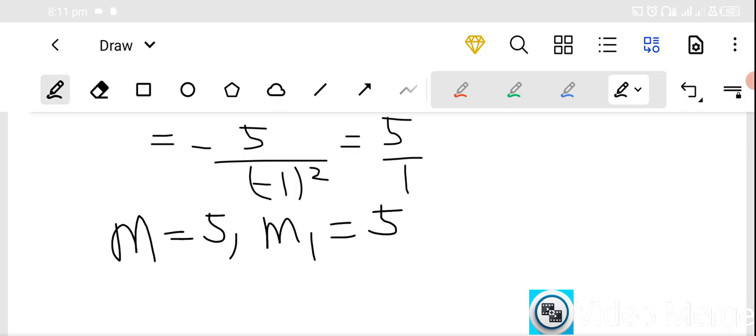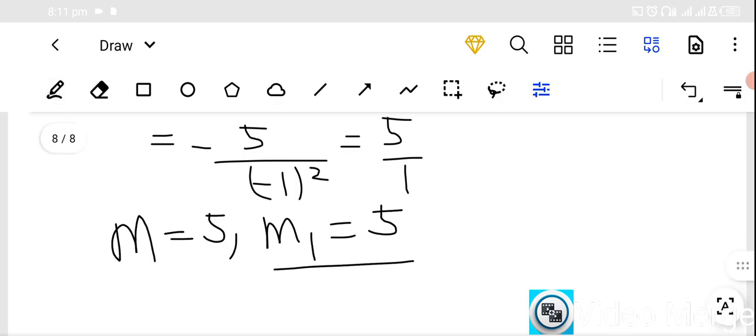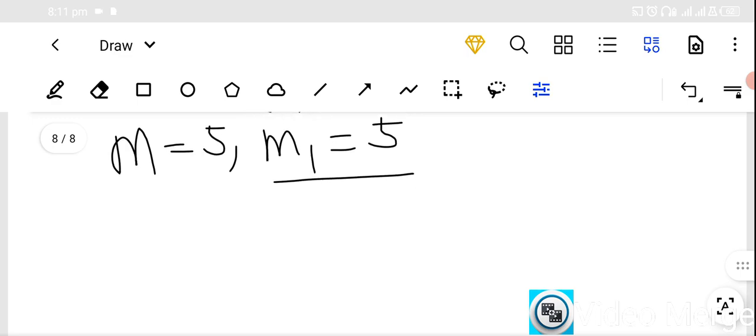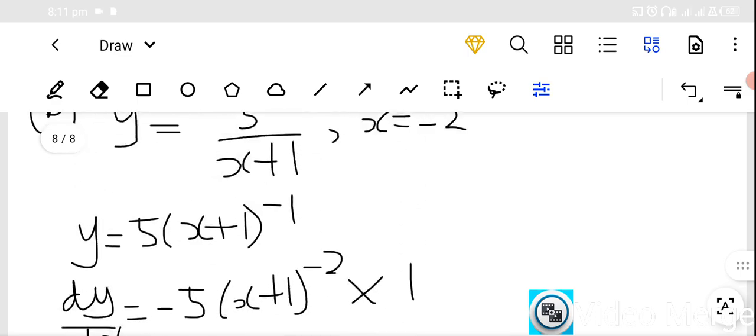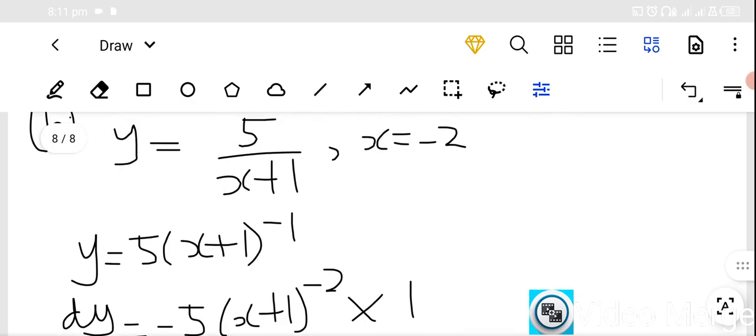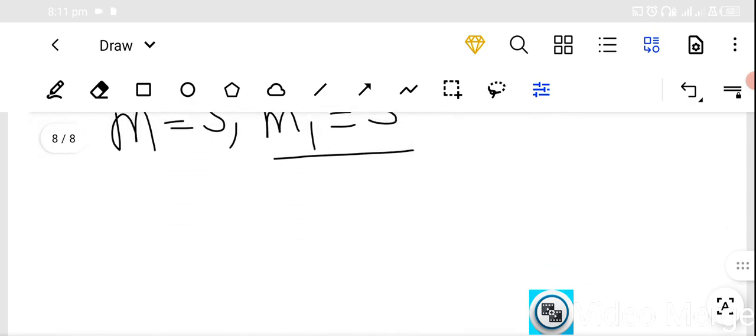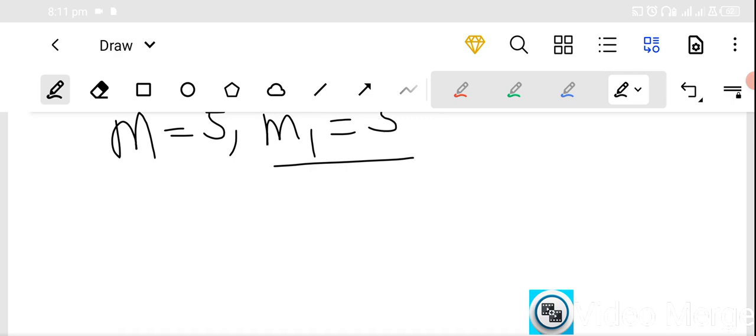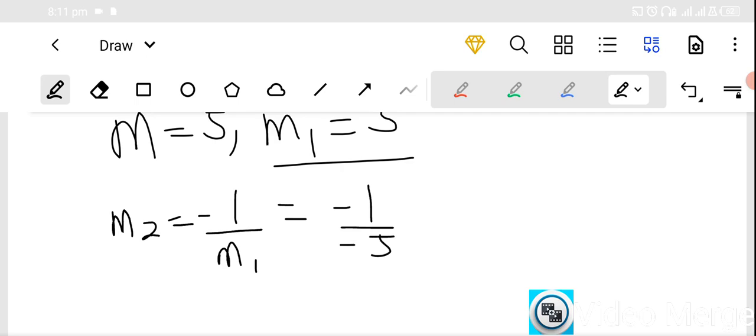So our m will become m1. Why? Because we want to find the equation of the normal. So we need to start thinking of perpendicular gradients. So if we start thinking about perpendicular gradients, we know that m1 times m2 is equal to negative 1. Trying to find the other gradient, which is m2, m2 is equal to negative 1 divided by m1, which is negative 1 divided by 5.